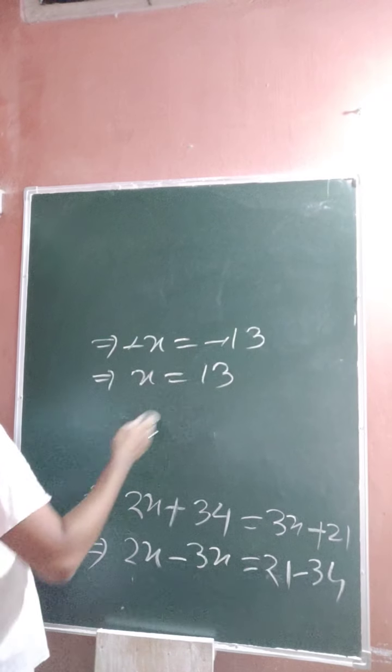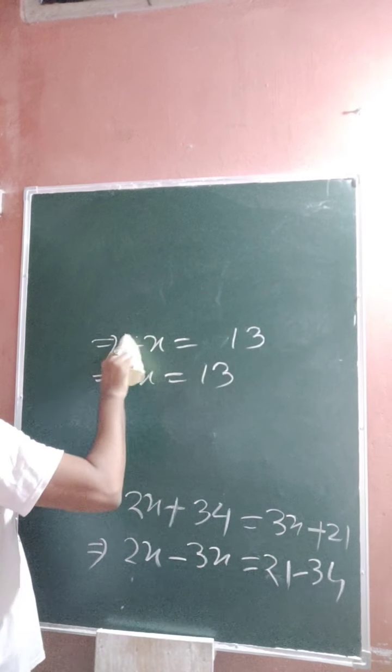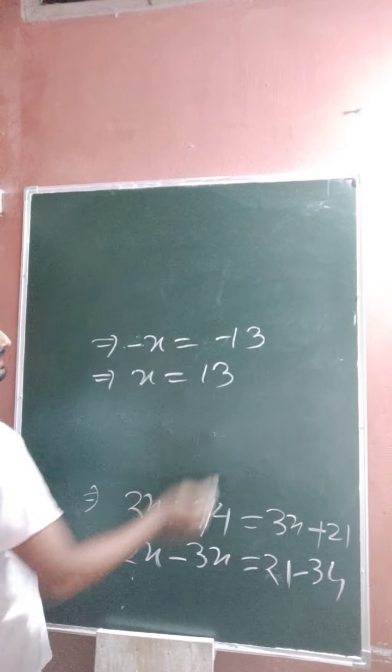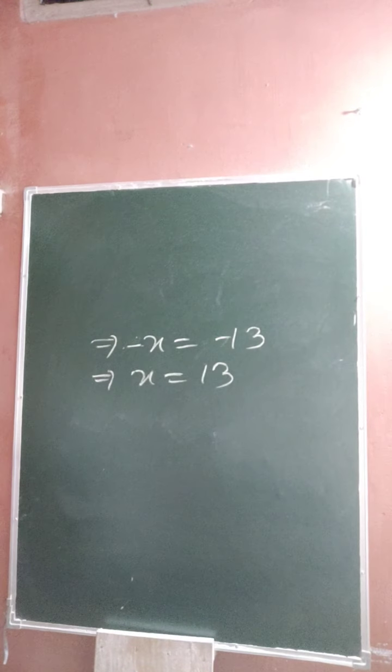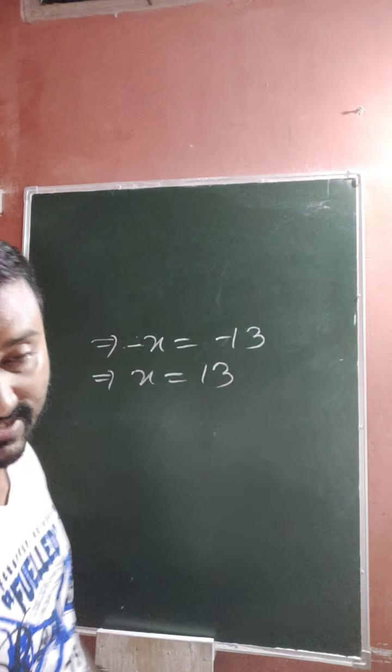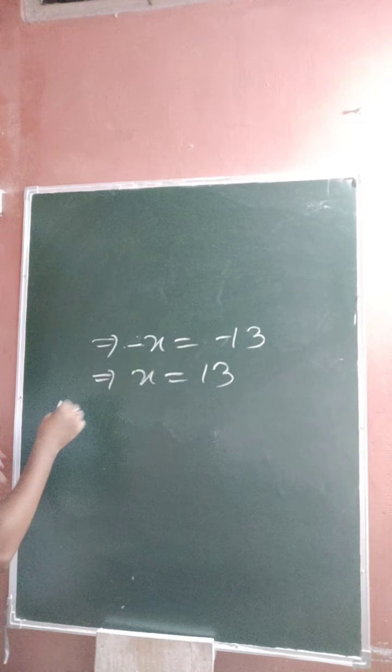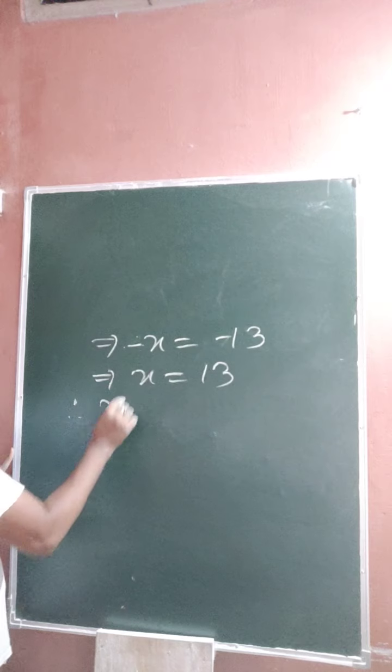Minus minus you can cancel. No need to give the cancellation symbol here, directly you can omit. Okay, x equal to 13. That means the numerator is 13 and the denominator is 13 plus 8, 21. So find the rational number. So therefore you can write, so therefore numerator.